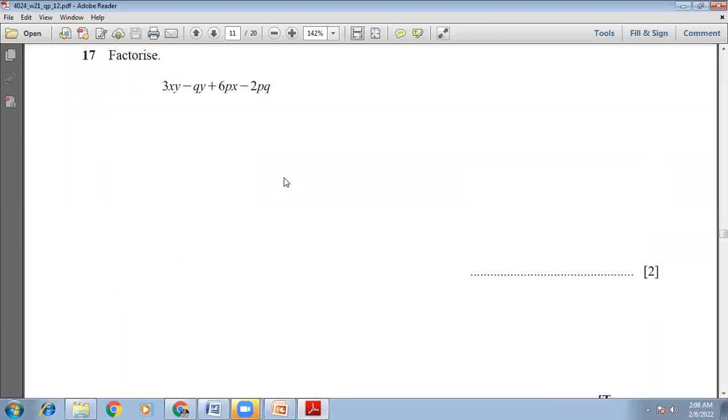Question number 17, he says factorize. So this is a 4-term expression given. So I can take something common from the first 2 terms here. For example, here y is common. And from the last 2 terms, I can take 2p common. Let me show you.